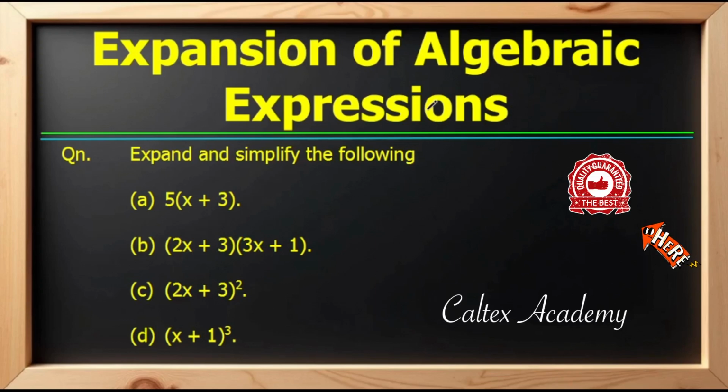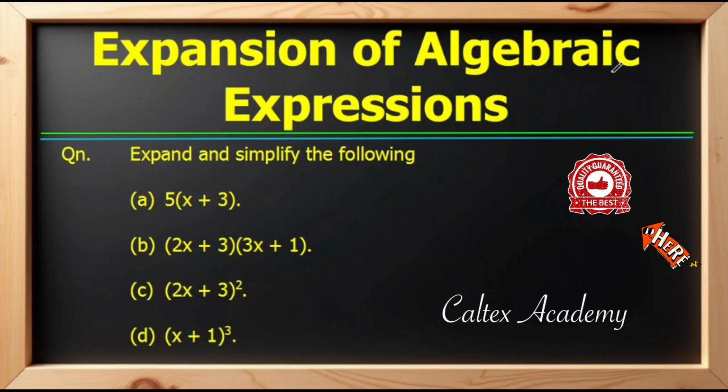Today we are looking at expansion of algebraic expressions, and we have a question here that says expand and simplify the following: 5(x + 3). Before we expand this, we first need to understand the word expansion. To expand is to open up brackets. Wherever you have expressions with brackets, when we're expanding, at the end of our working the brackets should disappear.